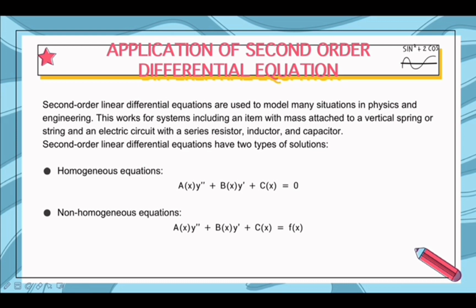Second order linear differential equations have two types of solution, which are homogeneous equation and non-homogeneous equation. For our case, we use homogeneous equation when all the terms containing the unknown function are gathered on one side of the equation and the other side is identically zero.